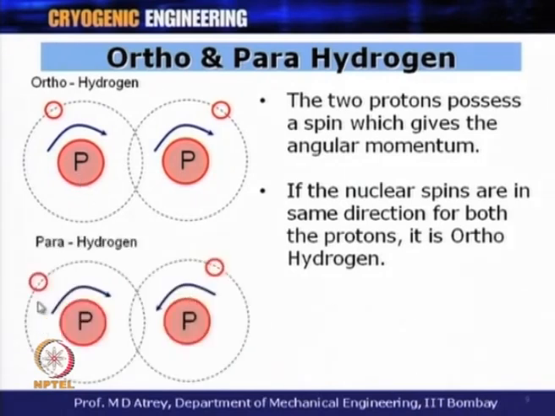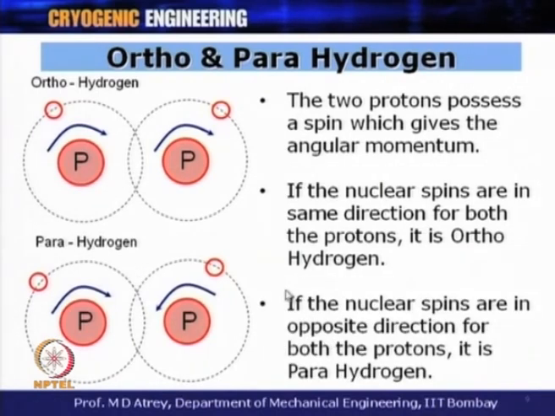And if we see the next slide, we have 2 protons, 2 hydrogen atoms together. One has a spin in this direction, one has a spin in the opposite direction. So, one is clockwise and the other is anti-clockwise, and this is what we call para hydrogen. Essentially, if the nuclear spins are in opposite directions for both protons, it is para hydrogen. When both spins are in the same direction, we call it ortho hydrogen, and when both spins are in opposite directions, we call it para hydrogen. So, it is just the difference of spin of the protons which makes it ortho or para.